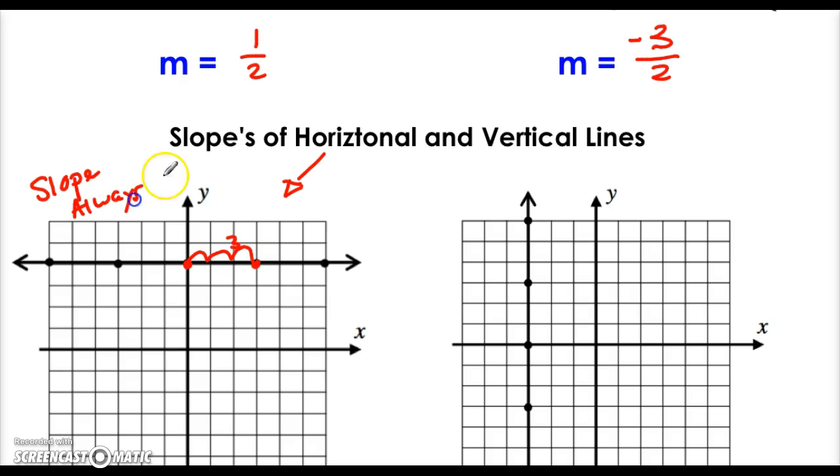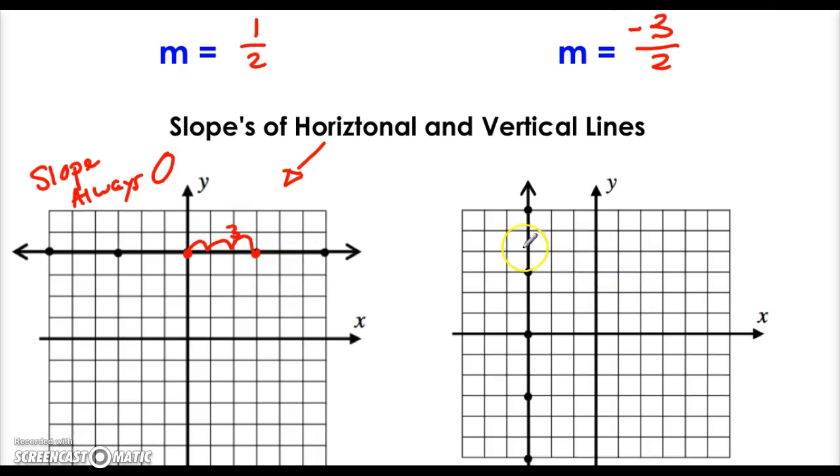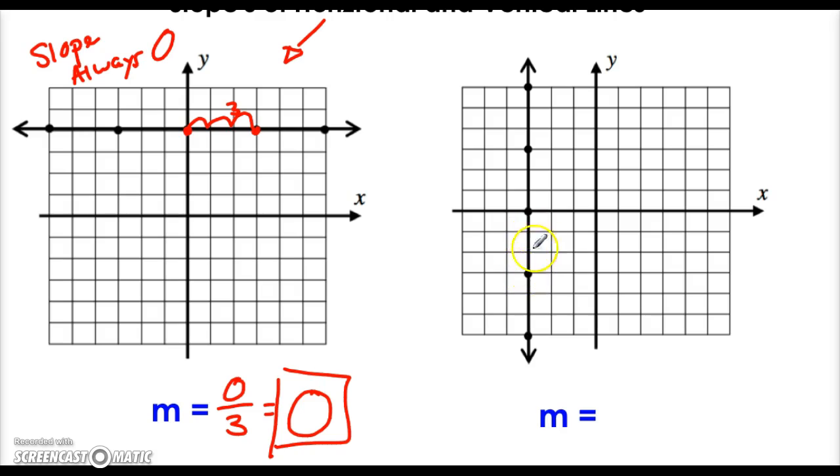Now for our vertical line, let's pick 2 more points. All right, let's pick these 2. In this one, we go up 3, but we don't go over any. So in this case, our rise is 3, but our run is 0. Now, 3 divided by 0, or any number divided by 0, is always undefined.